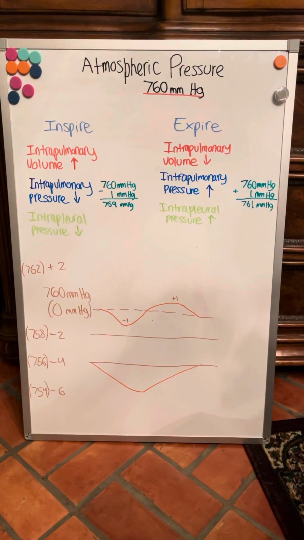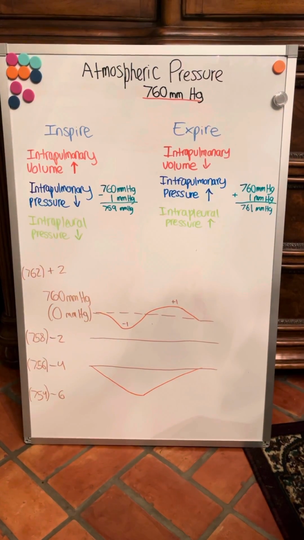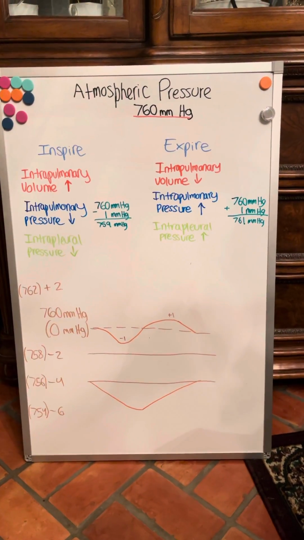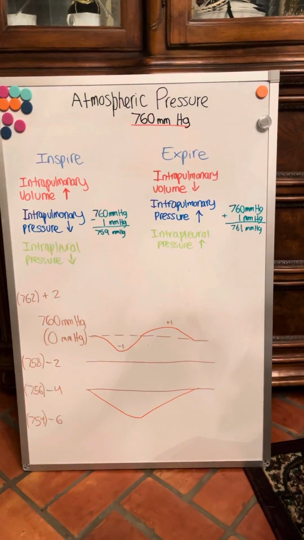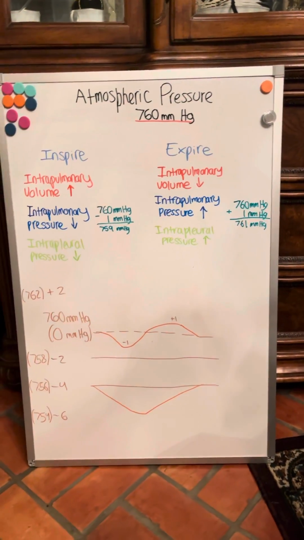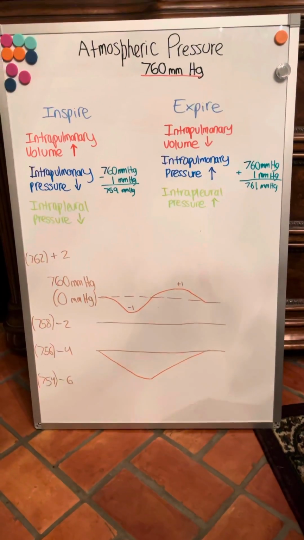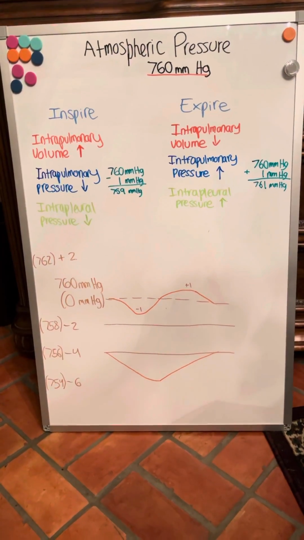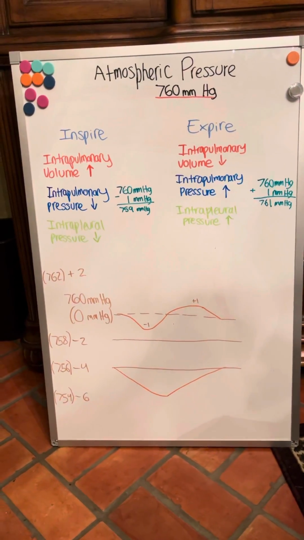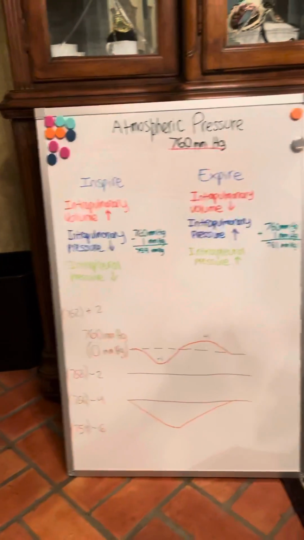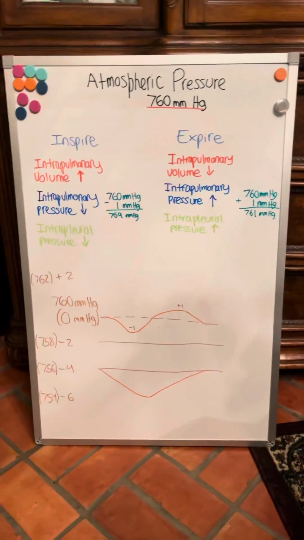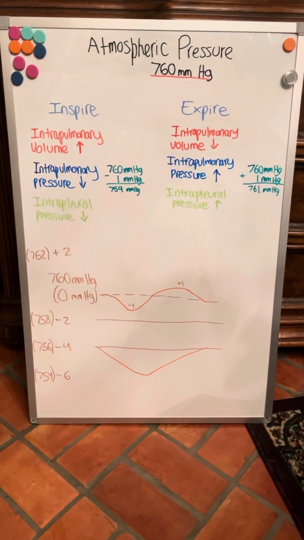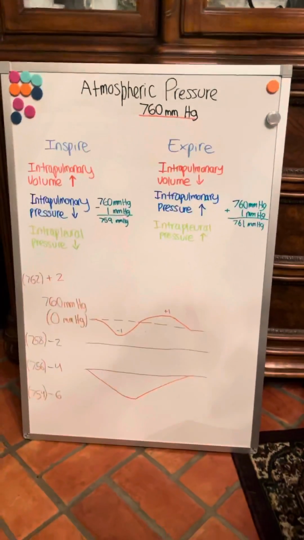Okay, hello. So I am going to do my best to explain atmospheric pressure, intrapulmonary pressure, intrapleural pressure, intrapulmonary volume, and transpulmonary pressure to you guys, because in our study session today, we did not do a good job explaining this. This is a really huge concept, so this video will probably be like 10 minutes plus. So I'm going to try to do this as quickly and thoroughly as possible. If you have any questions at the end of this, please ask me, because I want everybody to understand this, because it's a big concept and I'm sure it's going to be on the test.